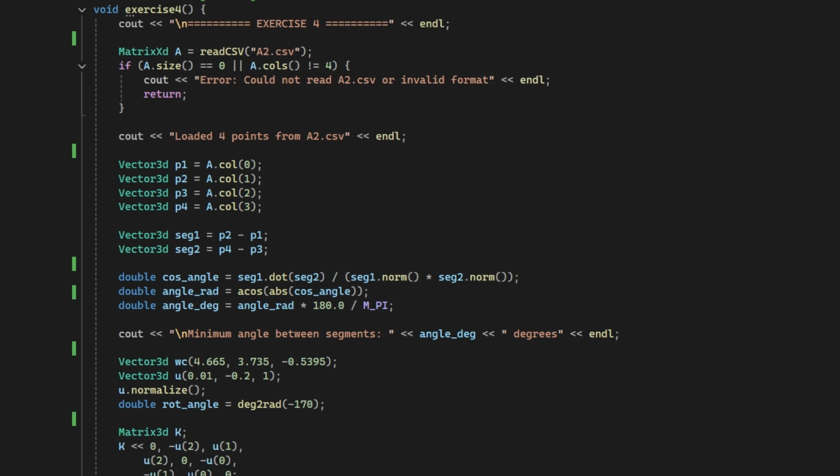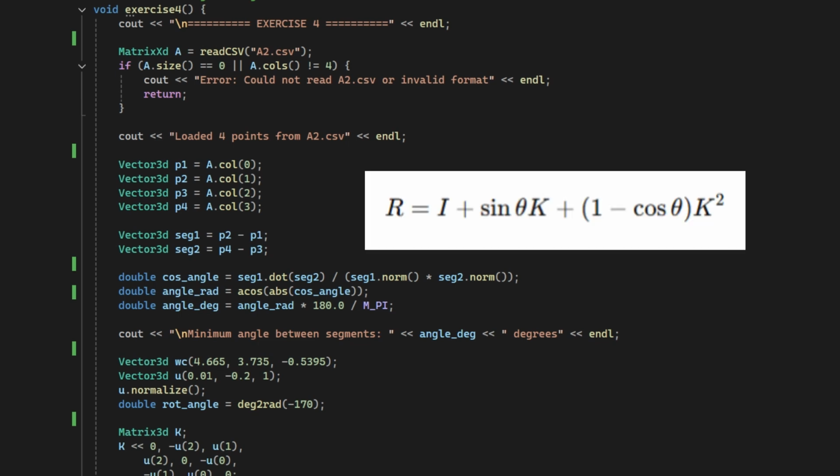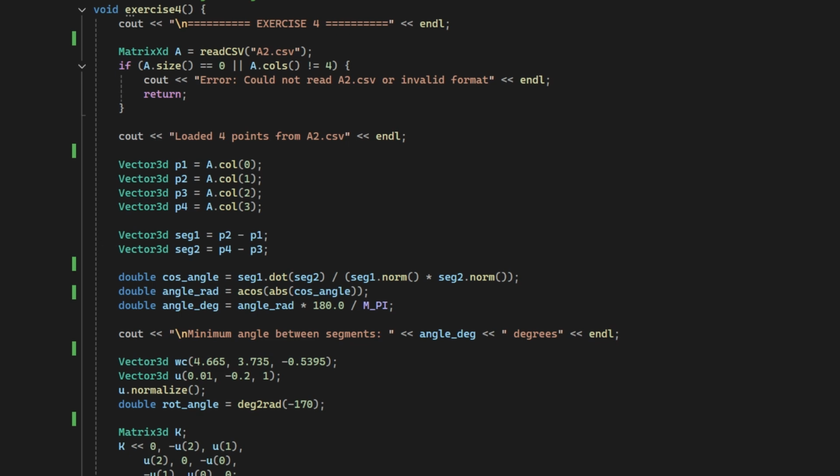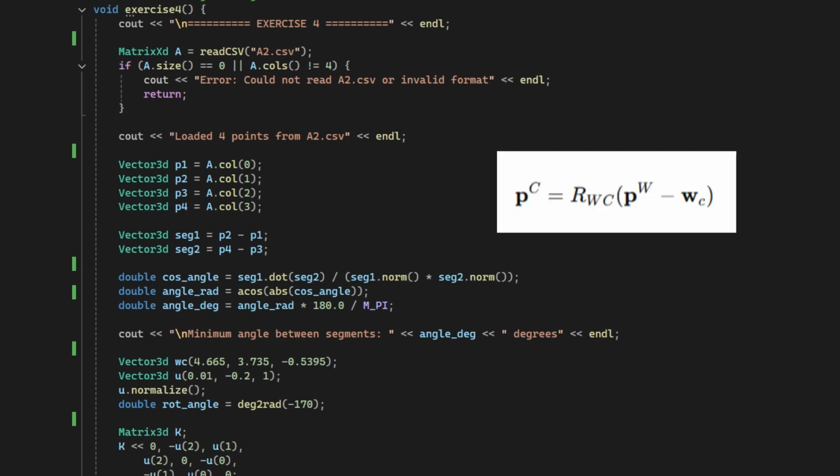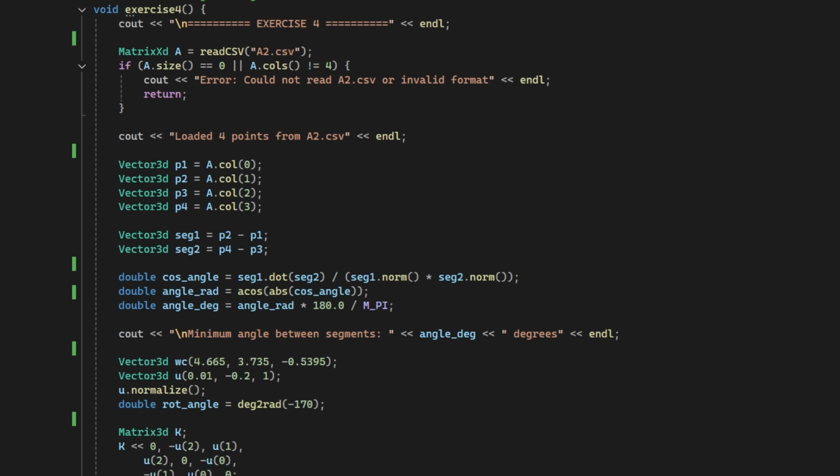For the camera rotation, we apply the Rodrigues formula. We have the unit axis and an angle, so we apply the Rodrigues formula that we know. Then, to transform to camera coordinates, we apply that formula, and finally, after the transformation, we keep only the x and y components and compute the angle using the same dot product formula in 2D. This simulates what the camera sees after a projection.